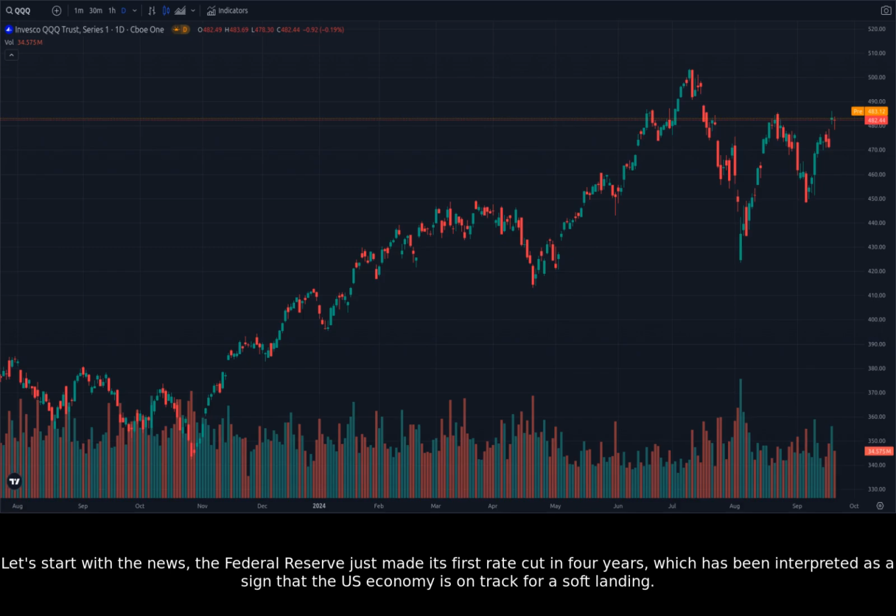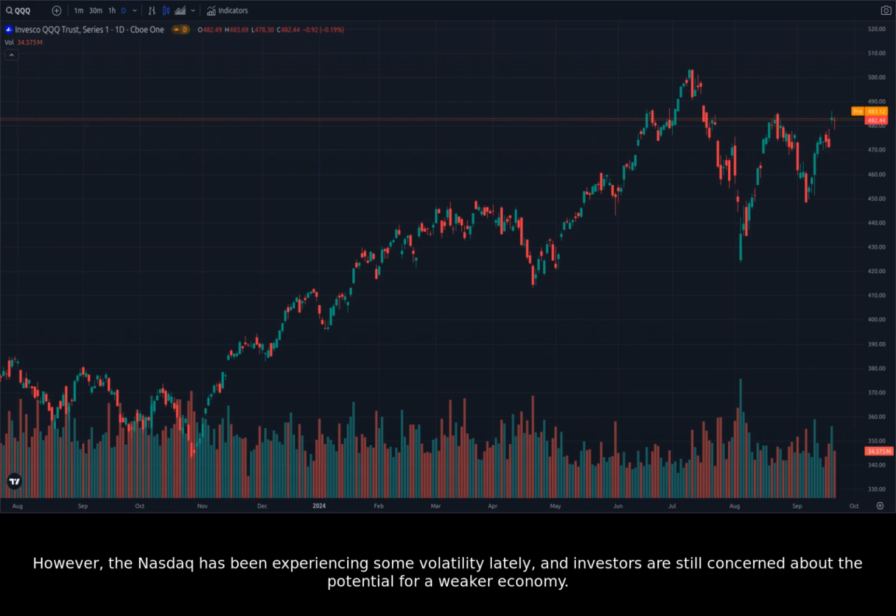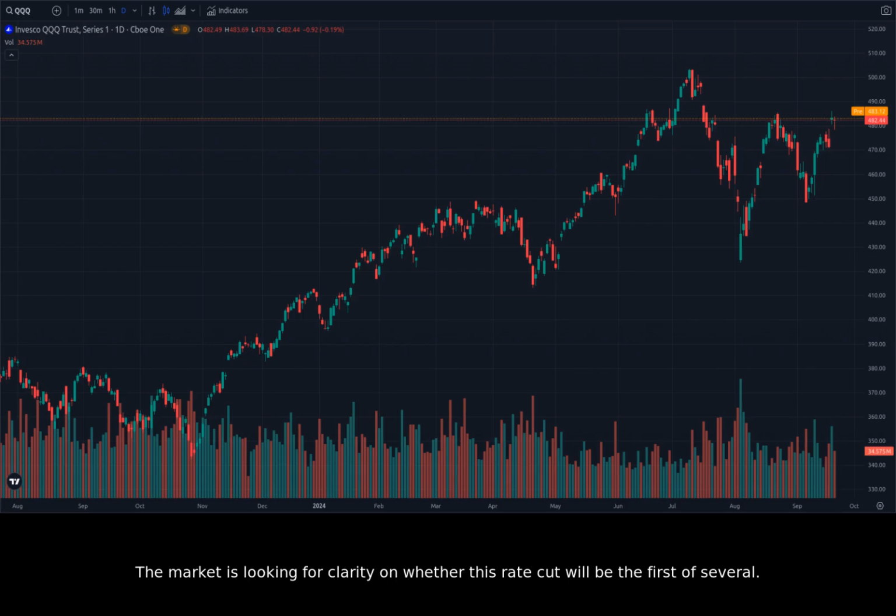The Federal Reserve just made its first rate cut in 4 years, which has been interpreted as a sign that the U.S. economy is on track for a soft landing. Inflation is cooling, and the labor market seems to be normalizing. However, the Nasdaq has been experiencing some volatility lately, and investors are still concerned about the potential for a weaker economy. The market is looking for clarity on whether this rate cut will be the first of several.